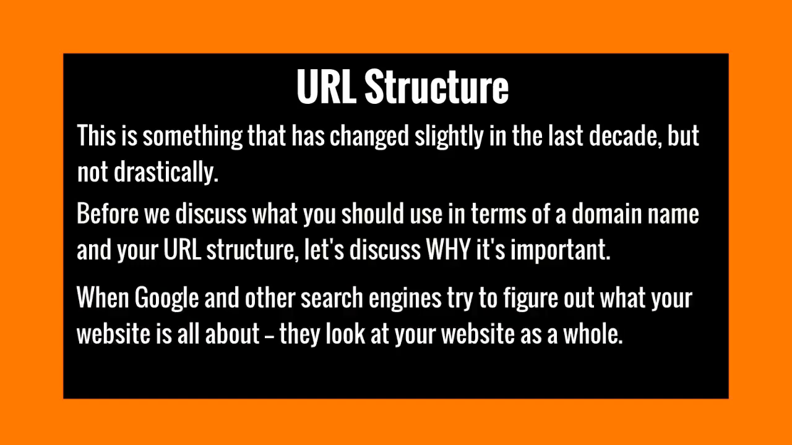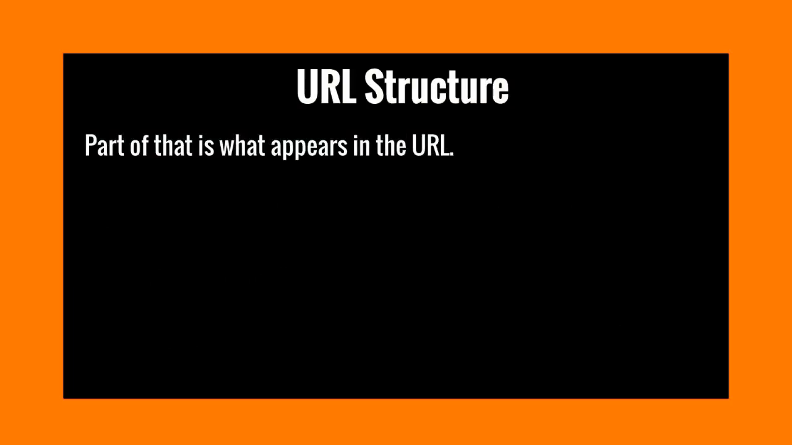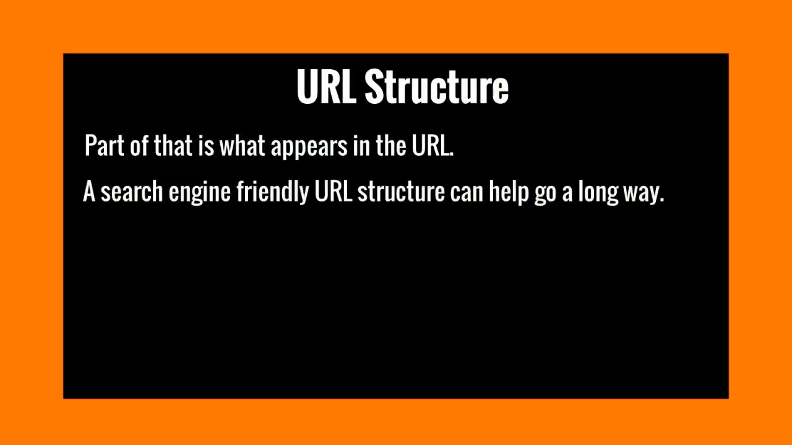why this is important. You see, when Google and other search engines try to figure out what your website is all about, they look at your website as a whole. They're not just going to look at your URL structure, your domain name, or your categories, or your page name. They're going to look at everything as a whole. Plus, in addition to that, they're going to look at how people interact with your content and if that is true. Now, part of that is what appears in the URL.